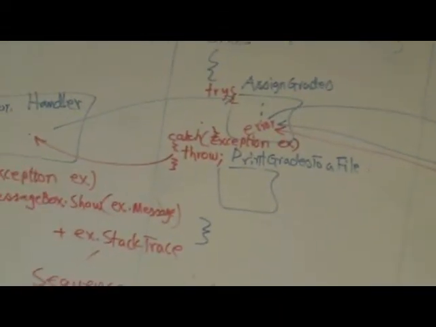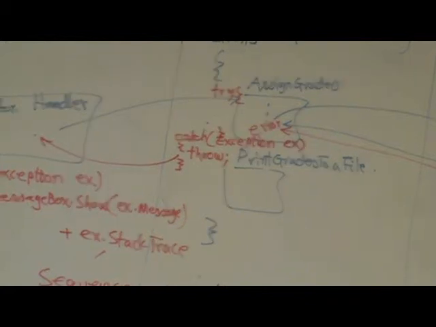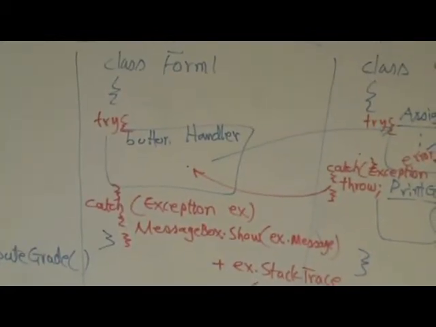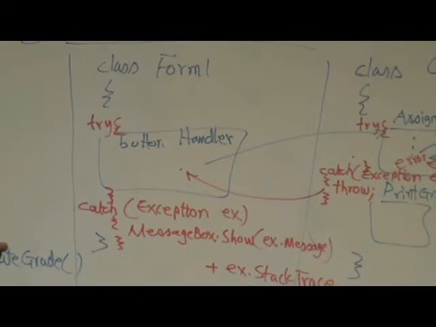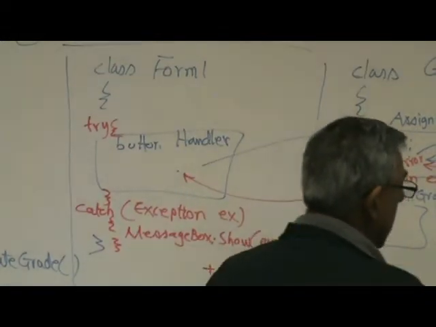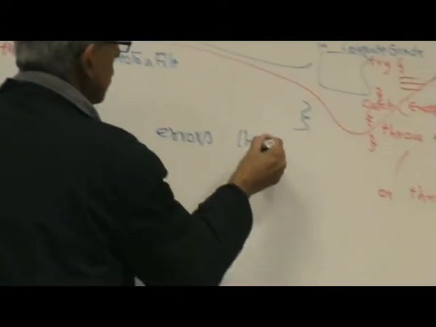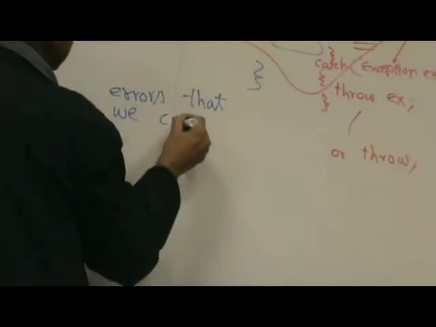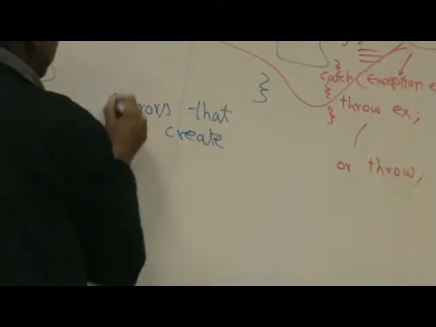Okay, now there are some errors that are natural, meaning like divide by 0. Or you try to open a file, file doesn't exist, the system will create that error for us. Okay, but there are errors that we create because they do not make sense according to our business logic.